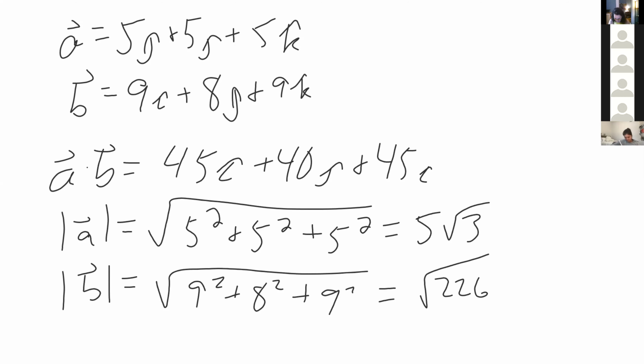Oh, you know what? I just noticed that I did something very silly. For the dot product here, this should not have been a vector. Remember, that's a scalar product. So there are no components here. We just add those together. 45 plus 40 plus 45 gives us 130.